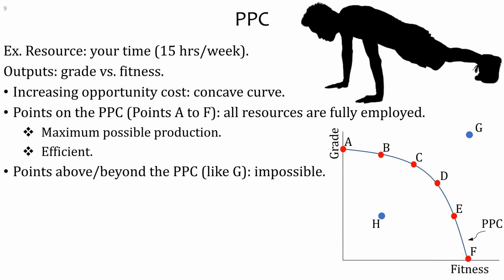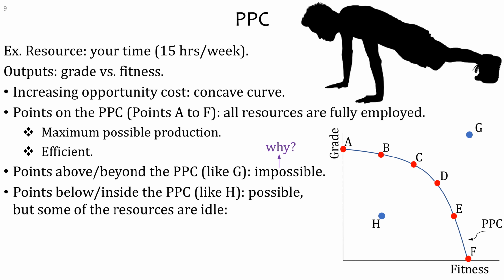So let's look at G first. The points above or beyond the PPC are impossible to attain. You cannot possibly be at point G. Now you might be like, hang on, why is that? And I leave that question to you. You must be able to answer by now. You should know why the point G is not attainable, right? So write this down in your notes because it's important to know. It's just based on what we talked about. Look at the idea of resources.